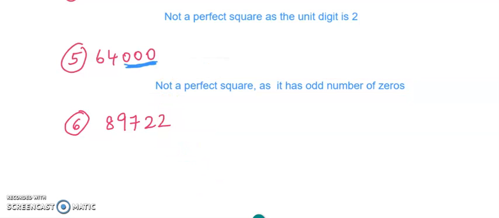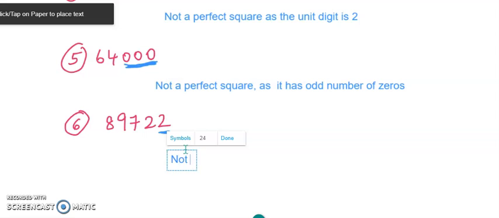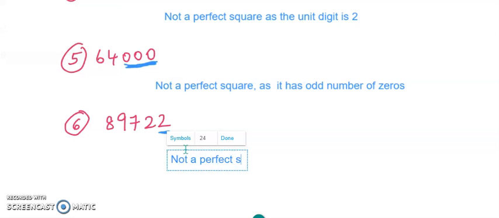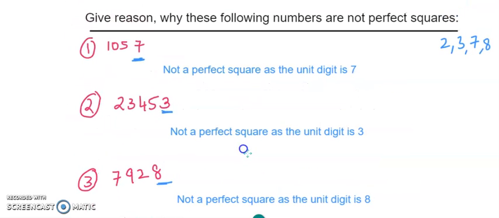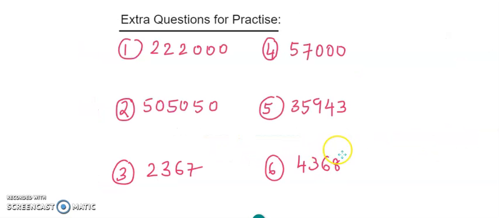Okay. Next, again, what's the last digit? 2. So not a perfect square as its unit digit is 2. So again, what are we giving as a reason? 2, 3, 7, 8. If any one of them is at the units place, then it's not a perfect square. I've taken some extra questions for your practice.